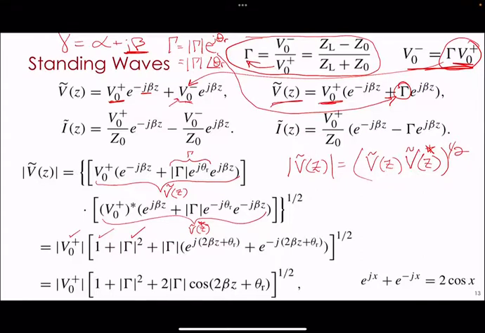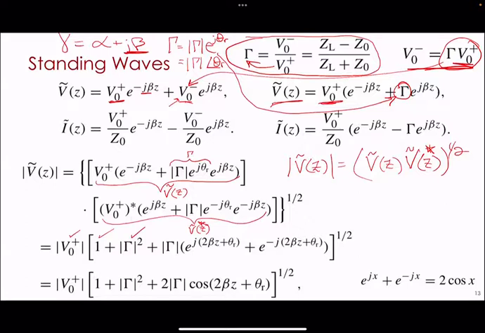So let's look at the positive ones just to avoid the negatives, okay? So this one times that one. Well, e to the j beta z, e to the j beta z. So we're gonna have magnitude gamma, e to the j theta r, e to the j2 beta z. So magnitude of gamma e to the j 2 beta z plus theta r. So that's where that multiplication comes from. This one's the same, we just need the negative sign.